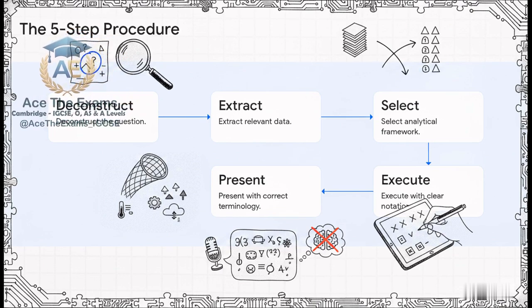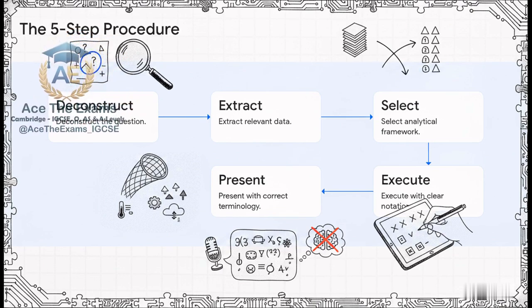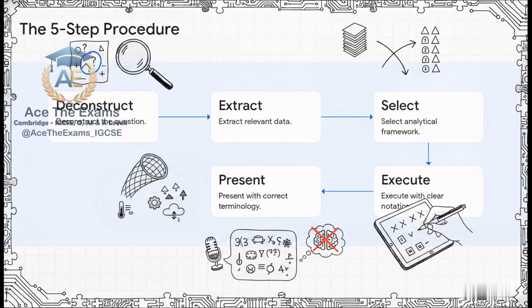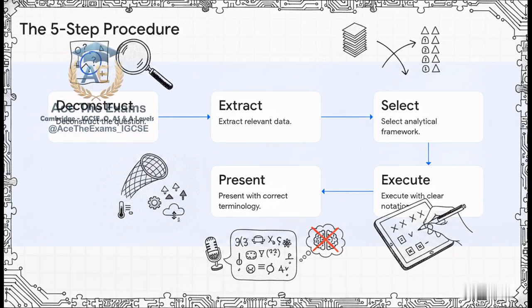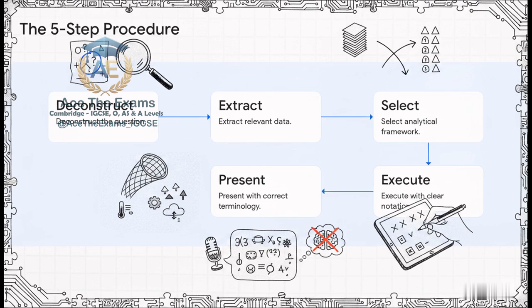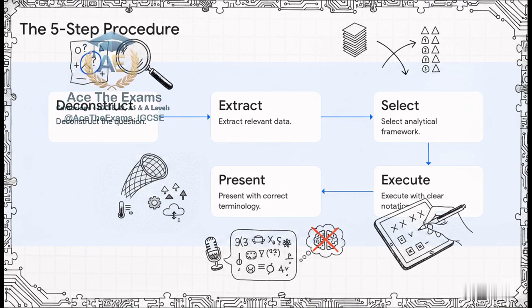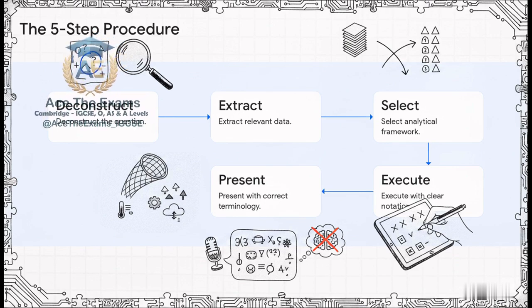Step 2 is to extract relevant data. Highlight the specific sensors, the actuators, or the environmental conditions mentioned in the text. Step 3, select your analytical framework. Are you going to use the Peel method for a long-form essay, or do you need a chronological, step-by-step numbered list for process description? Make that choice early. Step 4 involves executing with clear notation. Use exact variable names if the paper provides them. And finally, step 5, present with correct terminology.